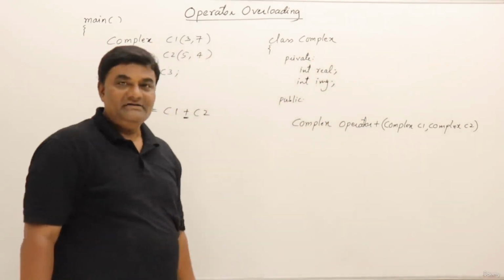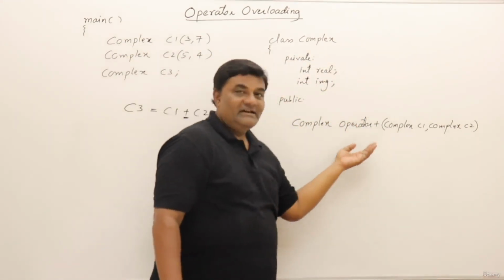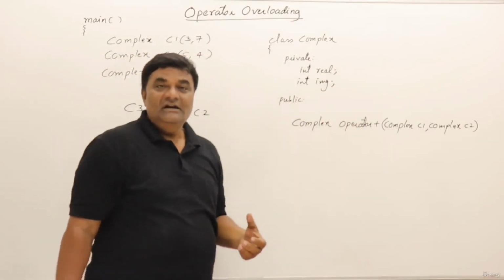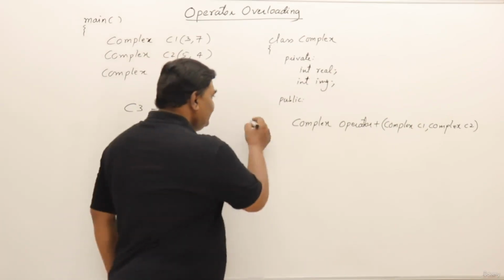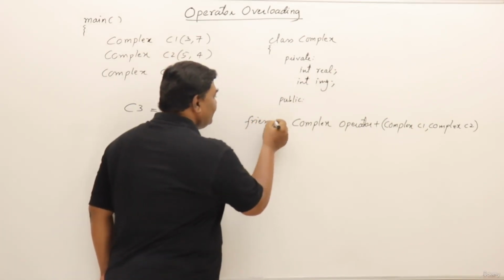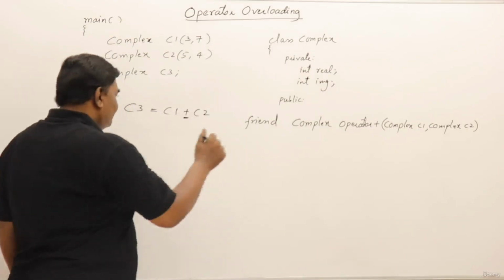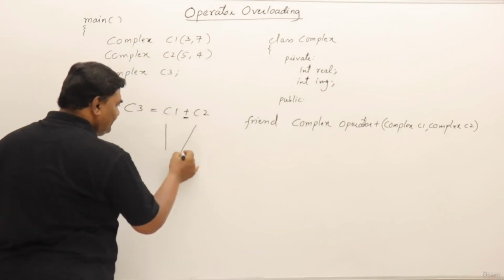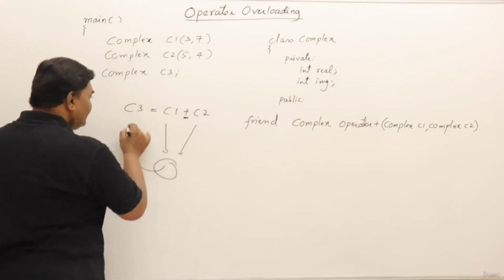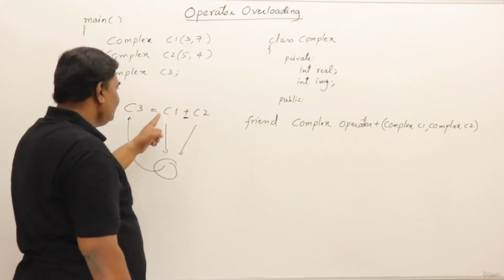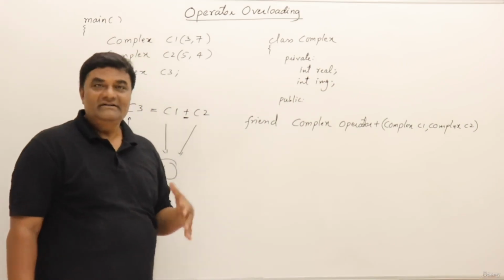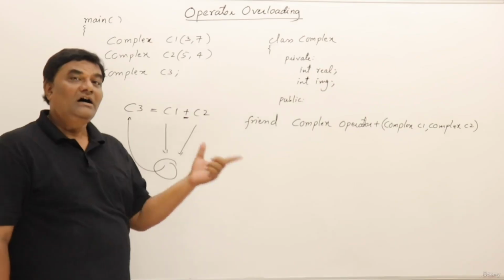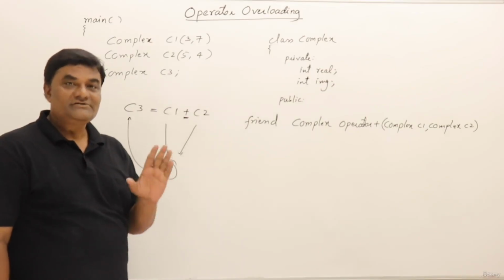So this is taking two parameters. It will take two complex numbers and return a complex number. So this operator plus function should be a friend function. So here in the beginning I'll write friend. So this becomes a friend function. So it is just like there is one function which will take both as parameters, add them and return the result in C3. So neither C1 nor C2 is adding, somebody else is adding. This friend function has to be written outside the class without using scope resolution.